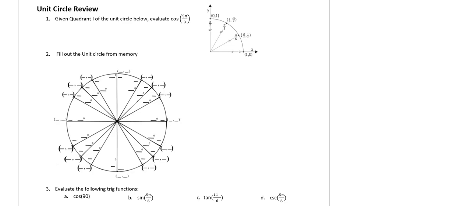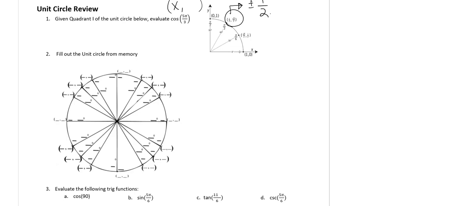Given quadrant 1 of the unit circle below, evaluate cosine of 5 pi over 3. So I know that because of everything I've done this past week, cosine is, first off, the x value of my ordered pair. I also know that cosine of anything that's a pi over 3 or has a reference angle of 60 is going to be some iteration of 1/2, so plus or minus 1/2.